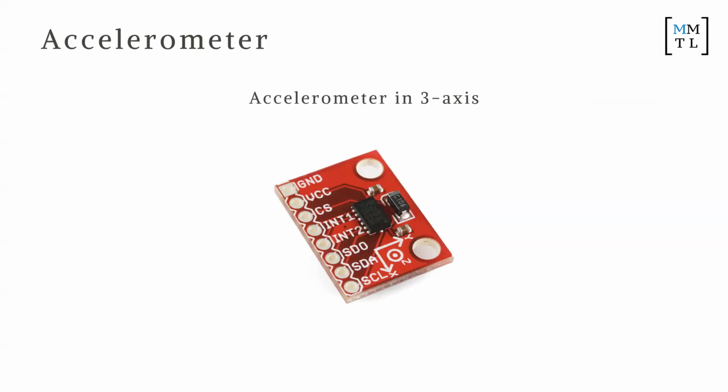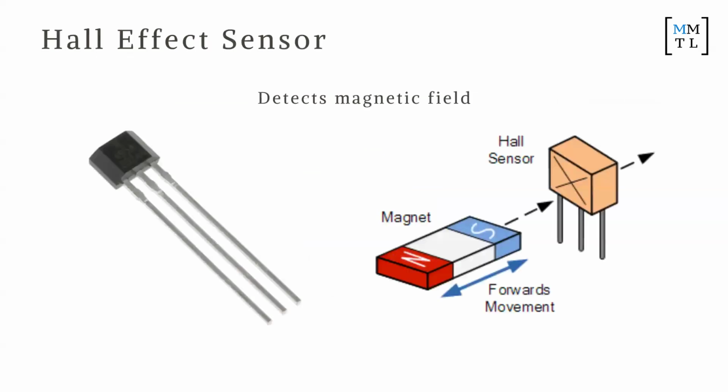Accelerometer, so I think we have a different type of accelerometer, but you will see this one where it actually detects acceleration in 3-axis and then reports the values back to you.